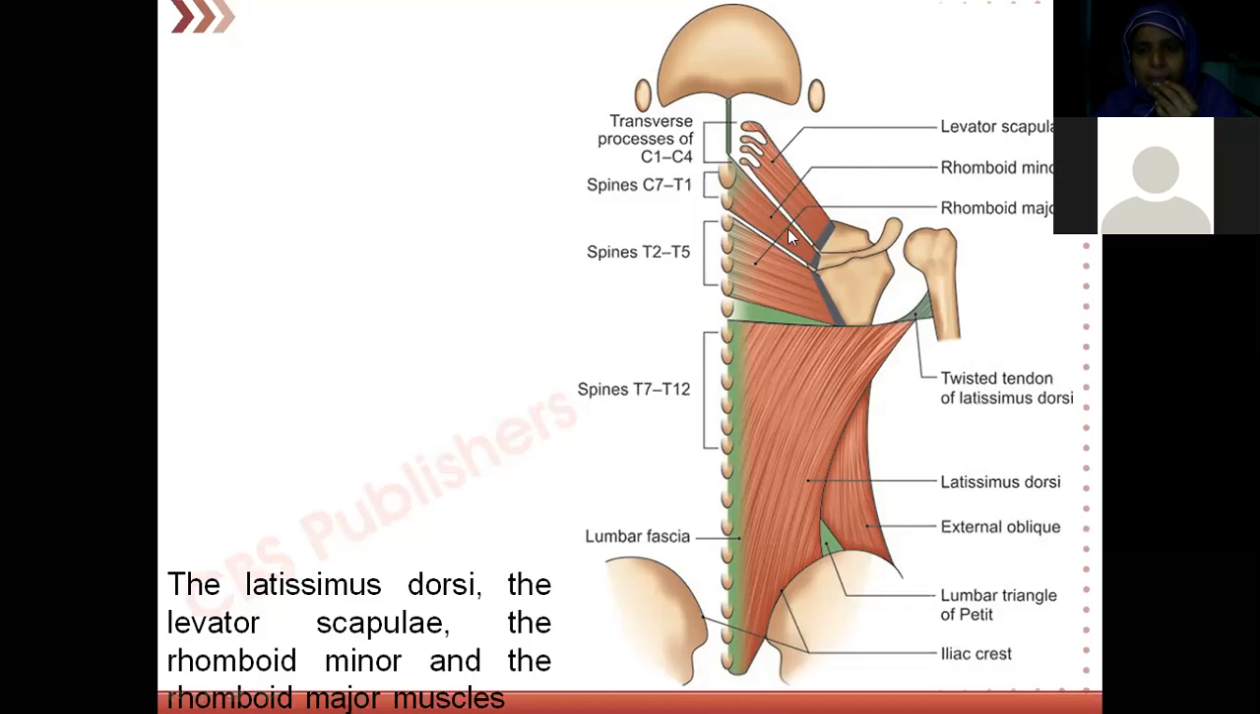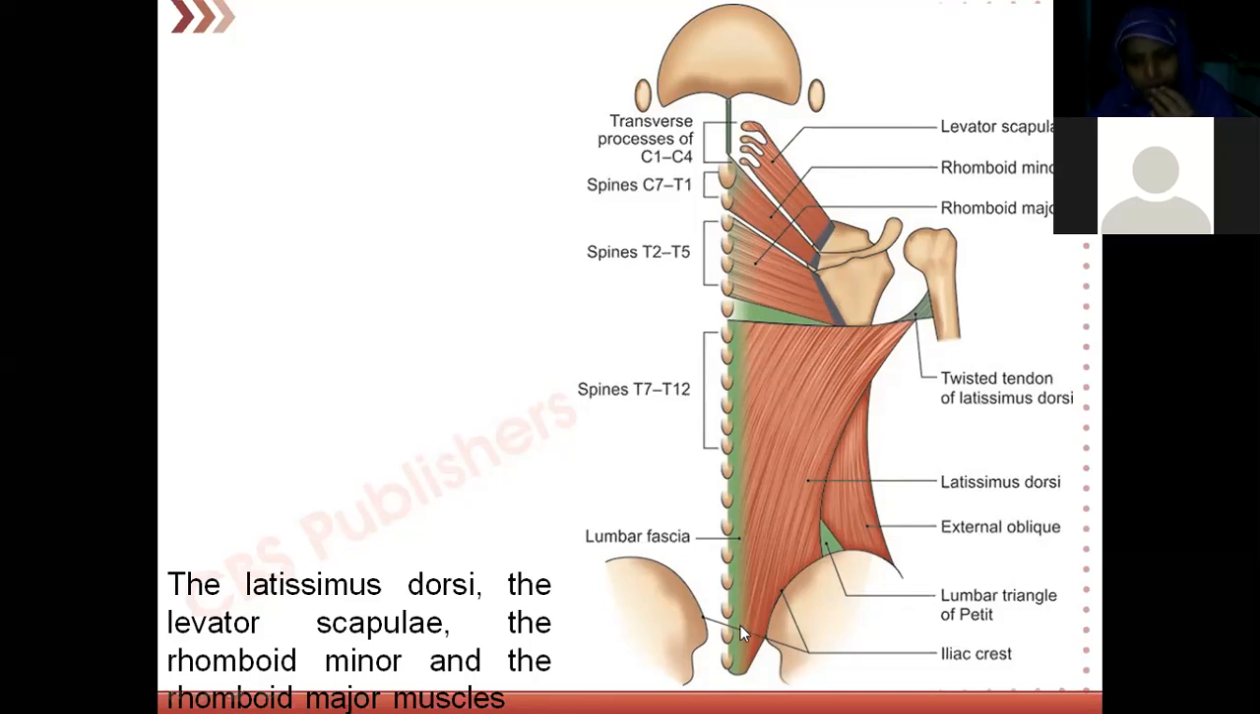This is the rhomboids minor, which is getting an insertion at the root of the spine. Then lower down, T2, T3, T4, T5, these are the spines of the thoracic vertebrae. From there the insertion is going up to the inferior angle, all along the medial border. If you can understand this picture, automatically you will write the origin. Then below the spine, along the medial border till the inferior angle is the insertion of rhomboids major.